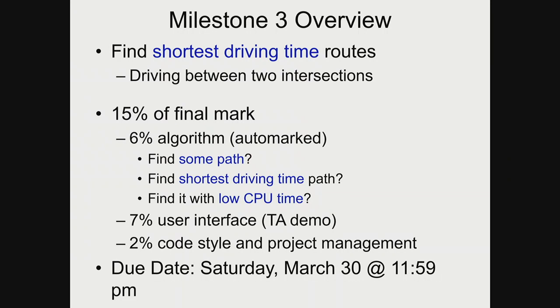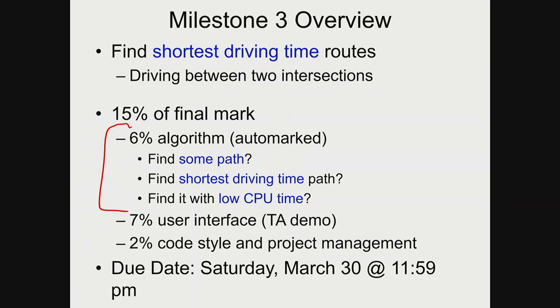It's worth 15% of your final mark. So 6% of it is going to be the algorithm, and that'll be auto-marked, so you'll be able to see how you're doing on the public versions of the tests. You have to find a connected path that you could legally drive between 2 intersections. You'll get a few marks for some path, but you'll get more if you find the shortest path.